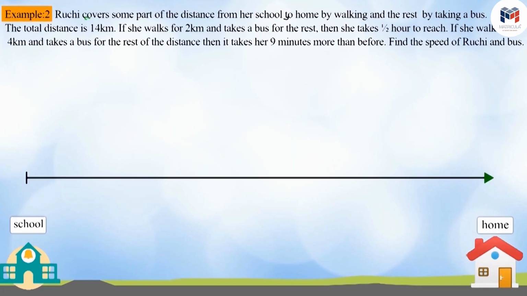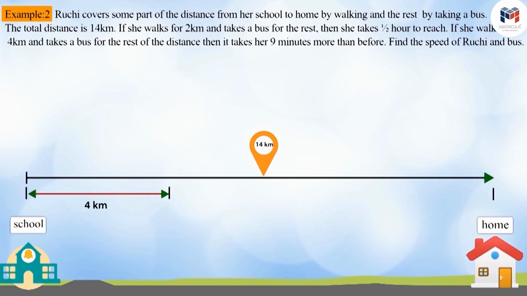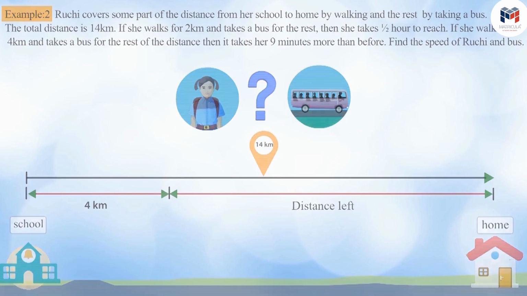Ruchi covers some part of the distance from her school to home by walking and the rest by taking a bus. The total distance is 14 kilometers. If she walks for 2 kilometers and takes a bus for the rest, then she takes half an hour to reach. If she walks for 4 kilometers and takes a bus for the rest of the distance, then it takes her 9 minutes more than before. Find the speed of Ruchi and the bus.